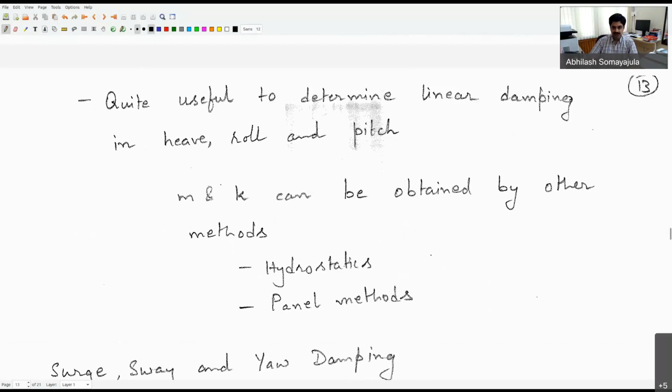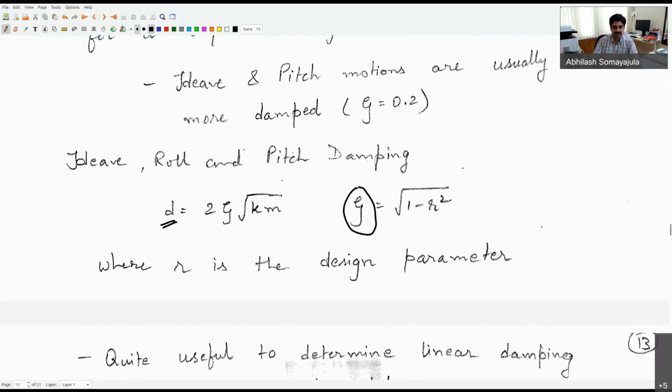Okay, so it is quite useful to have this linear damping in heave, roll, and pitch being predicted. As long as I know the mass, the added mass, and the stiffness, and we know the different methodologies to obtain these once the geometry is known. So if we know the vessel's displacement, the added mass, and the stiffness of the vessel, we can compute the damping in the system as a gross approximation.